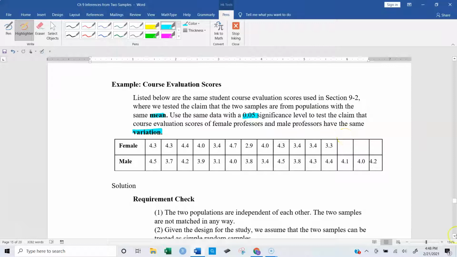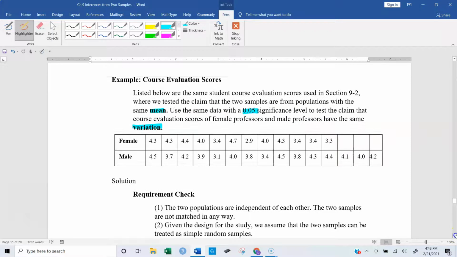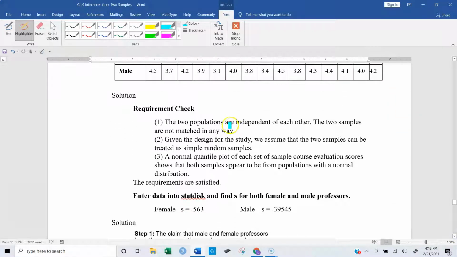So we've got to check our requirements. First one, are they independent? Yes, male and female have nothing to do with each other. Okay, the two samples, are they simple random samples? Yes, they are random samples. And they pass normal because of the Ryan-Joiner test. So they pass all three. Our requirements are good. We're happy. So now we're going to put these into StatDisk.